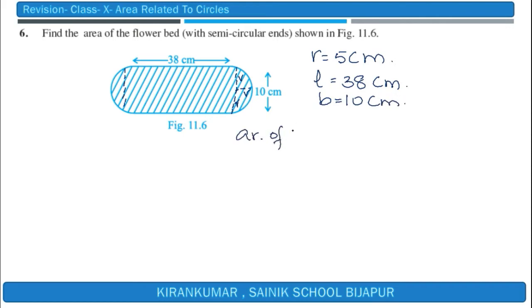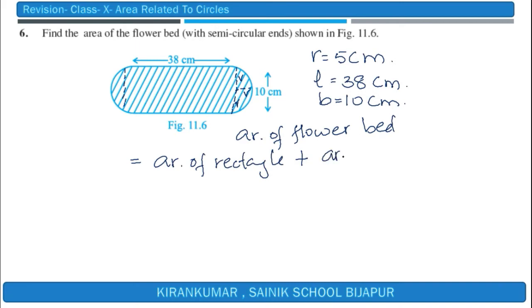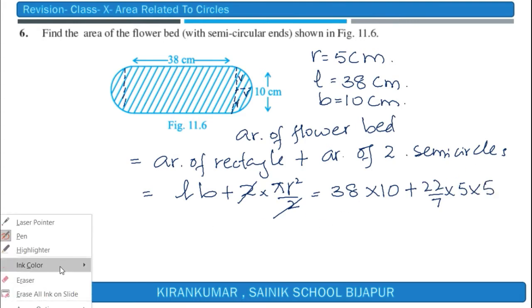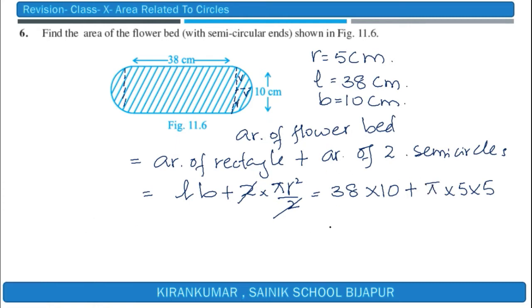Here the area of the flower bed will be equal to the sum of the area of the rectangle plus the area of two semicircles. Area of the rectangle is given by L into B, plus there are two semicircles. The area will be half pi r square. This half and half will get cancelled. The length is 38 multiplied by the breadth 10, plus 22 upon 7 into radius square, which is 5 into 5. Or else I can express this in terms of pi only. That is what I had given in the answer. This will become 380 plus 25 pi centimeter square.